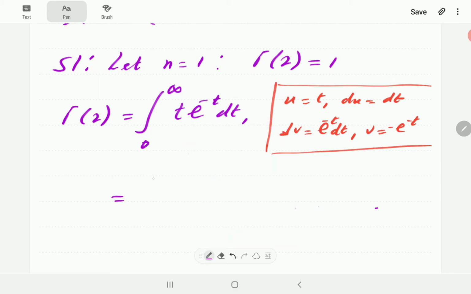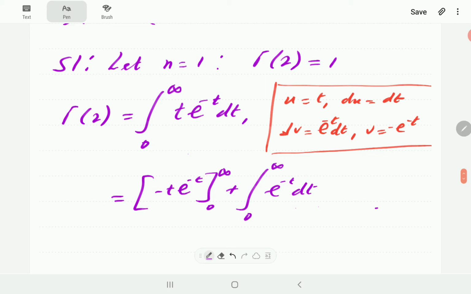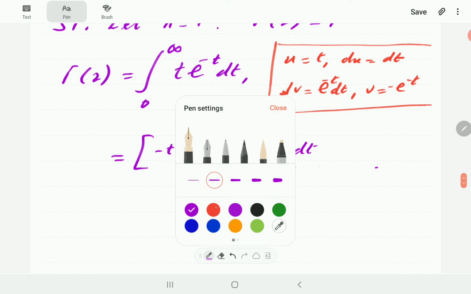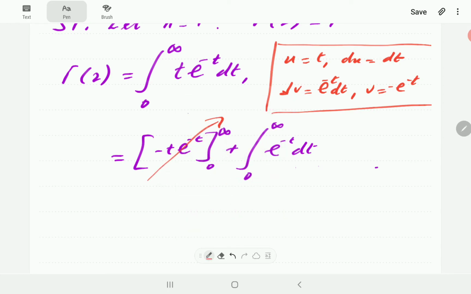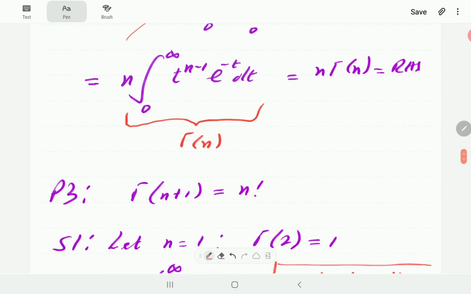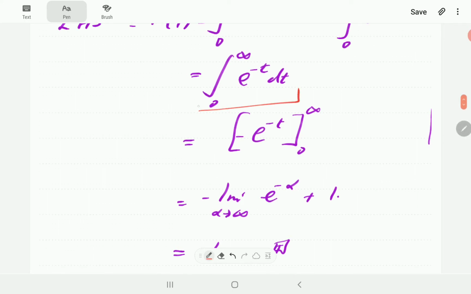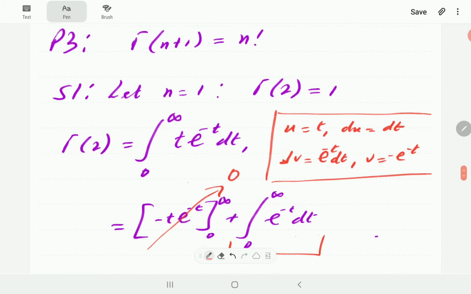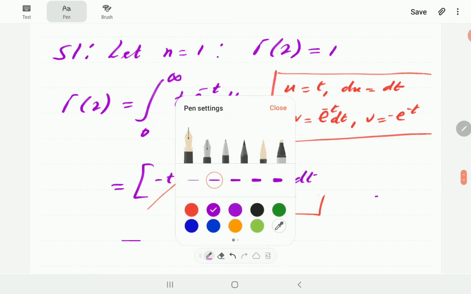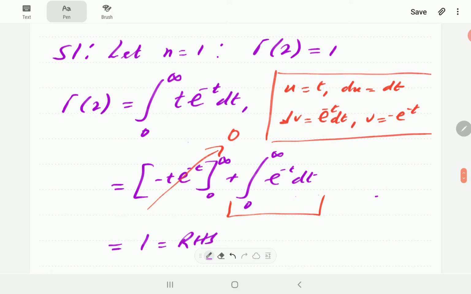So our integral is going to be negative t e to the minus t from 0 to infinity, this is going to be plus again, e to the minus t from 0 to infinity. Using similar arguments to what we did in the previous calculation, this is going to go to 0, and then this integral here is the same as the integral we did in property number 1, and we've already seen that that integral is equal to 1. So that means this is equal to 1, which is the same as the right hand side.